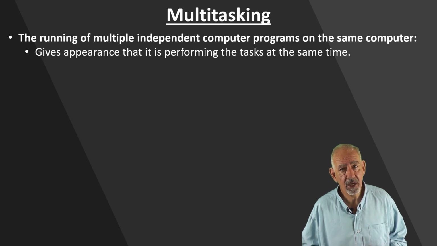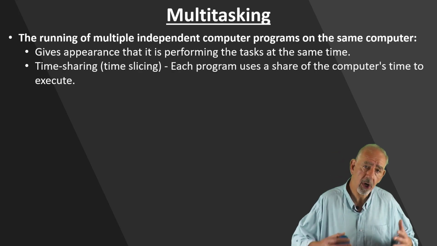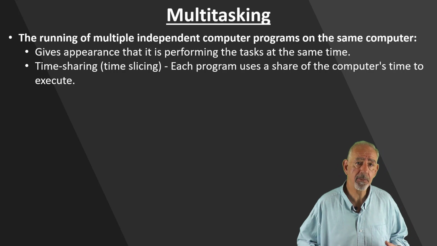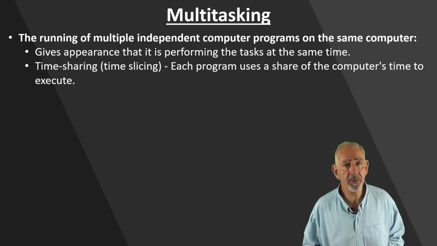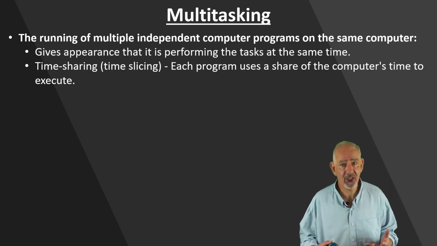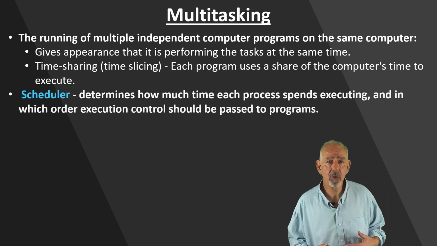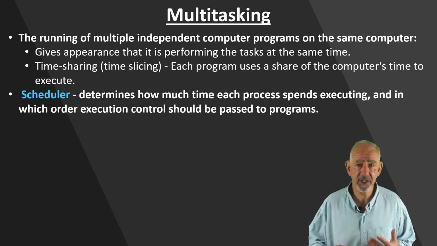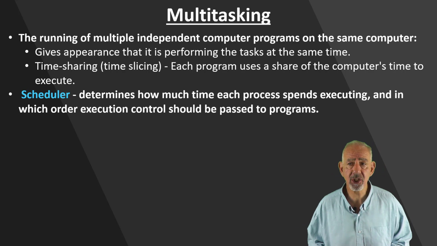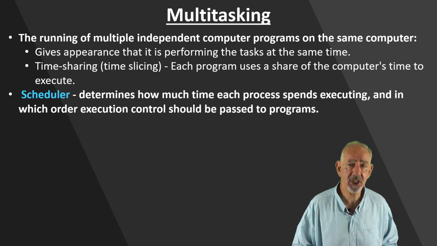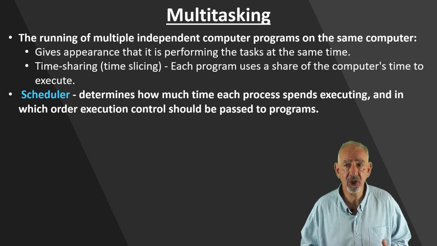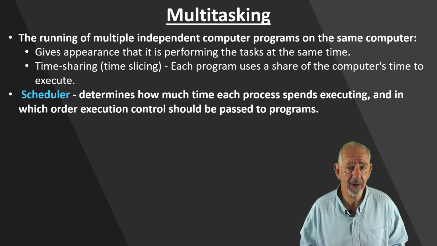Behind the scenes, we actually have time sharing or time slicing. So each program uses a share of the computer's time to actually execute. And we have something called the scheduler, which is in charge of these things, and it determines how much time each process spends executing and in which order execution control can be passed to programs.